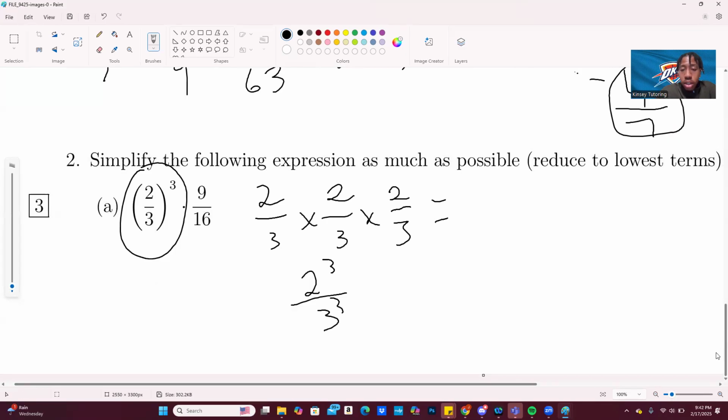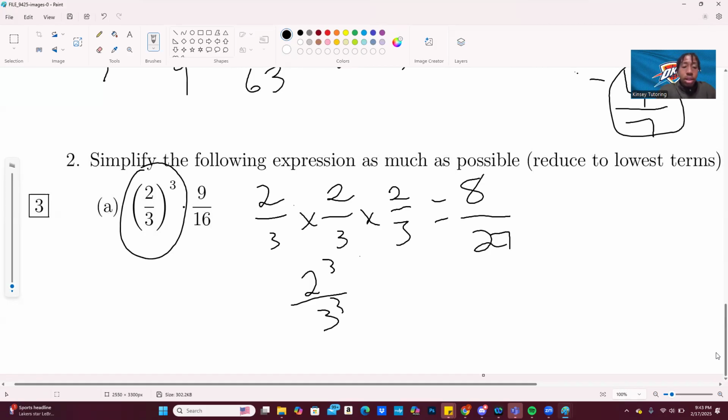So let's just do it this way since I wrote it out. 2 times 2 times 2, 2 times 2, 4 times 2, again, 8. 2 to the third is 8. 3 times 3, 9 times 3, 27. 8 over 27, right? Do we have to reduce? 8 and 27, they don't have any other common factors, so that's it. All right, we're done there.